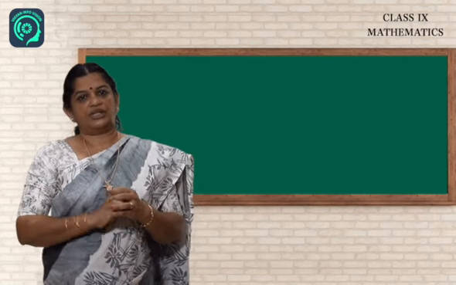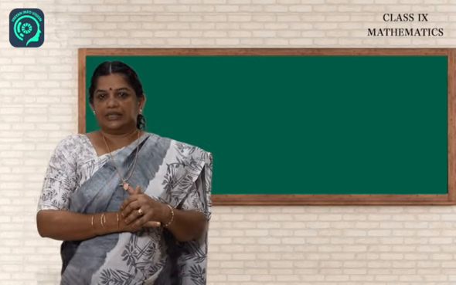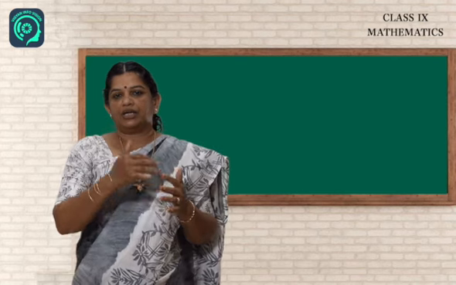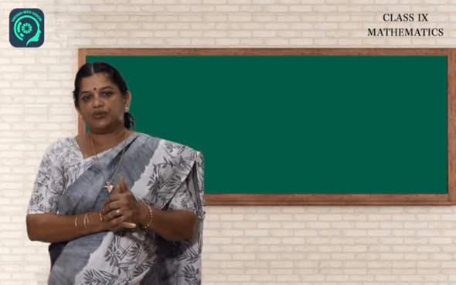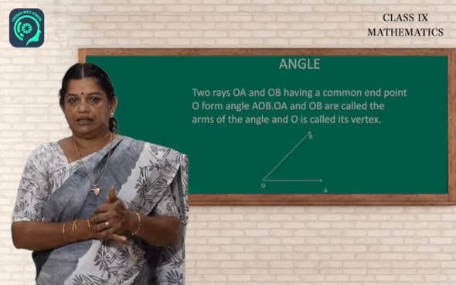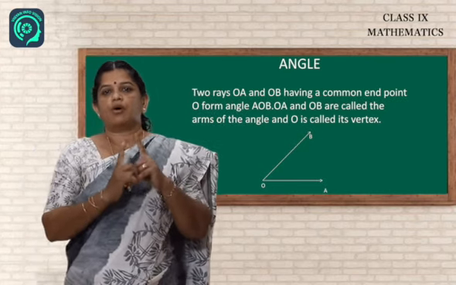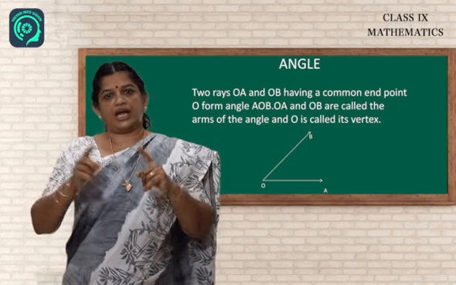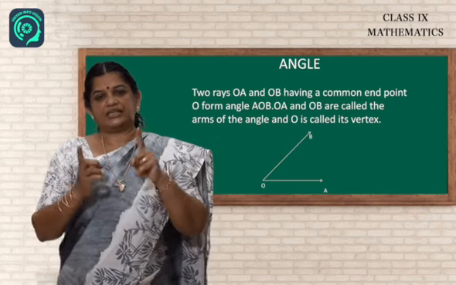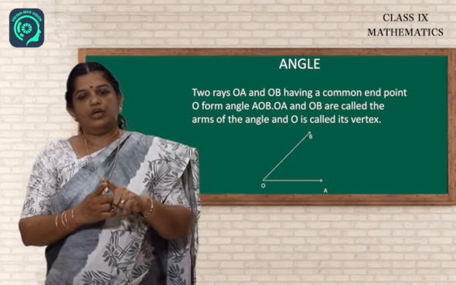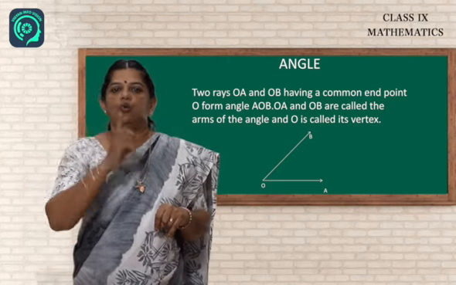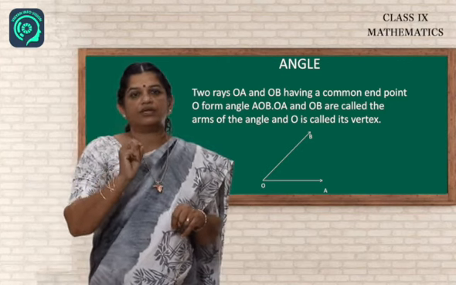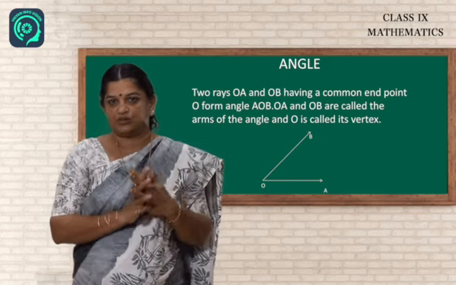Okay. So, let us come in detail to this lesson. First one, we are dealing with angles, isn't it? So, first let us see what is meant by an angle. Two rays having a common point form an angle. For example, if OA and OB are two rays intersecting at a point O, then they form an angle AOB.